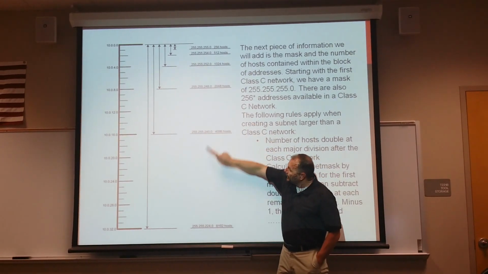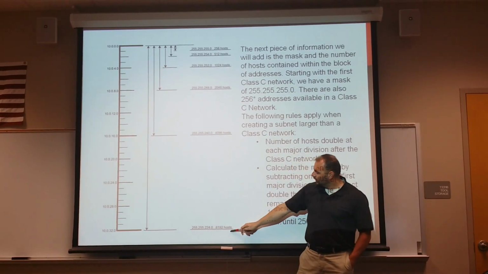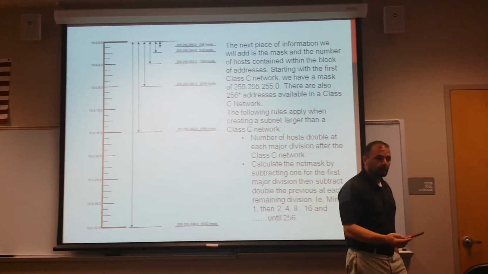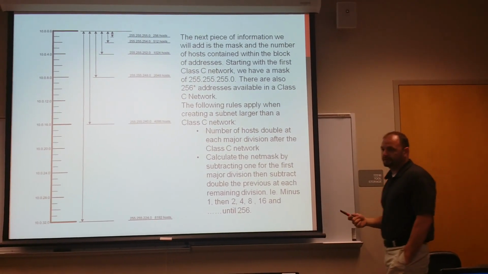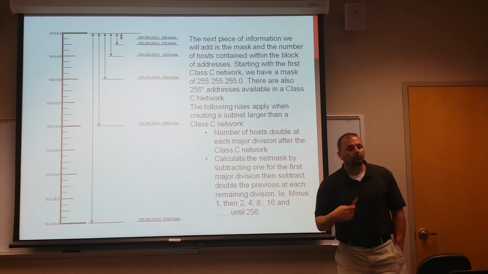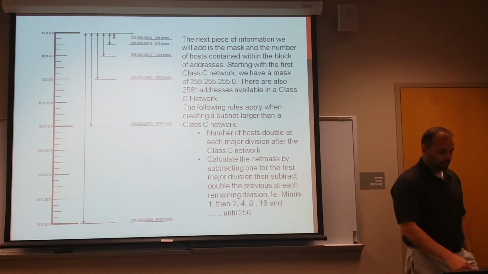So if you see, we added our network mask in, and we also know how many hosts we have. So now we have it laid out. Those are our possible subnets that we could use. Now, we've got to talk about how we are going to allocate them.